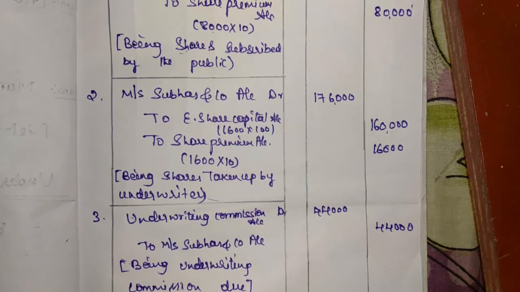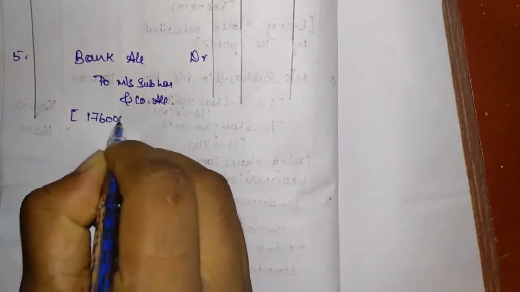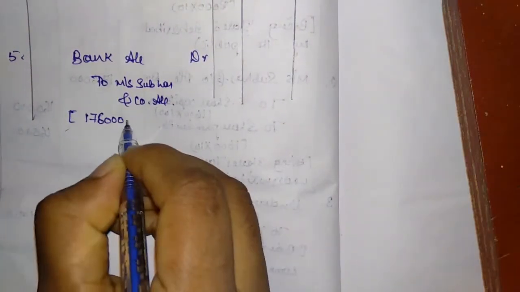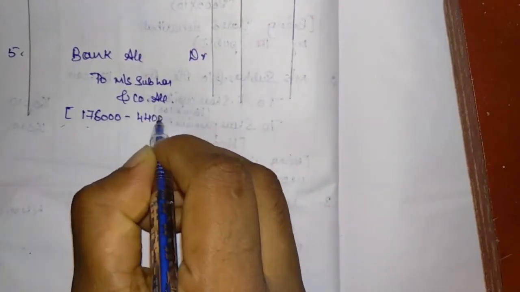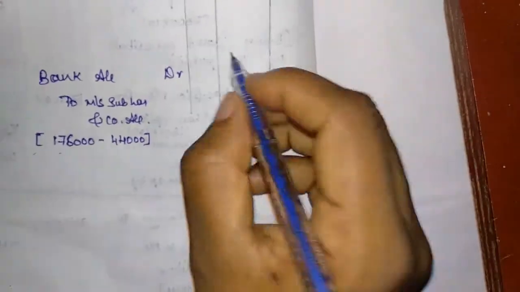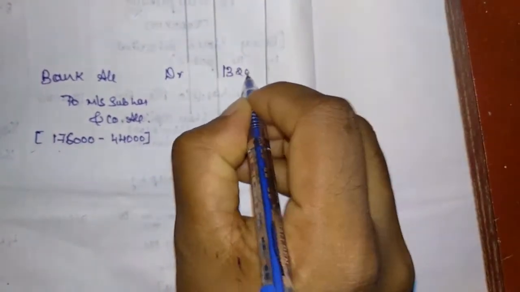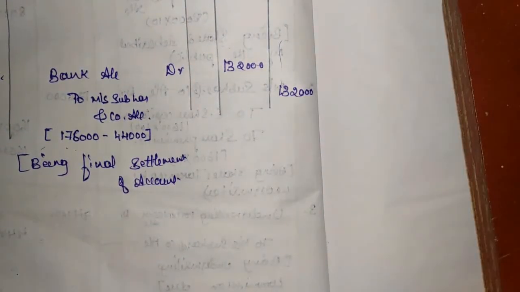So what is the entry? Bank account debit to underwriter account. So total amount due from underwriter is 1,76,000, and from company he need to receive 44,000 as commission. The balance he need to pay to the company, that is 1,32,000. Being final settlement of account.